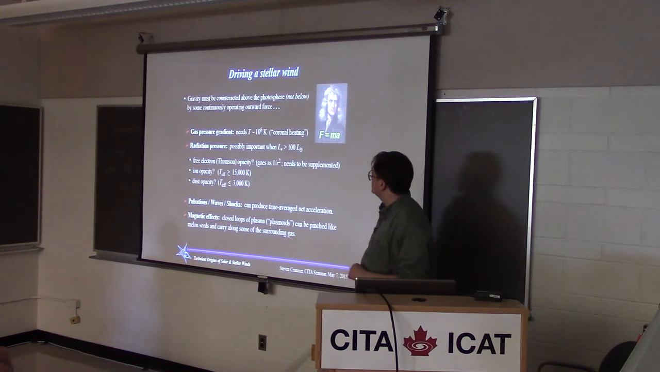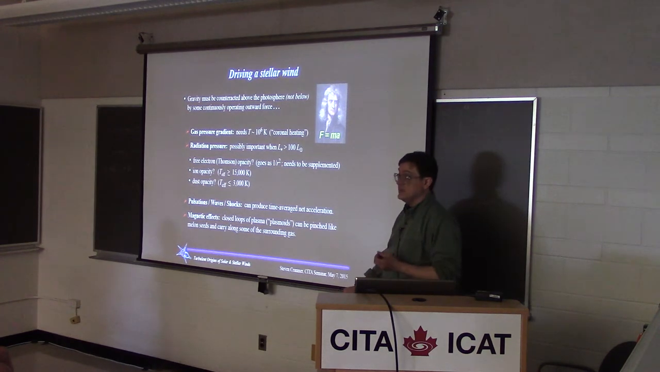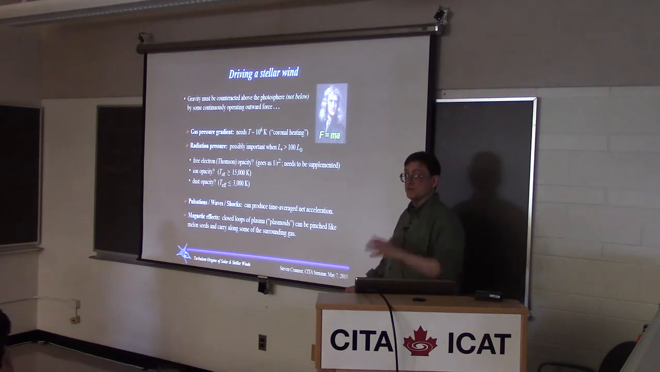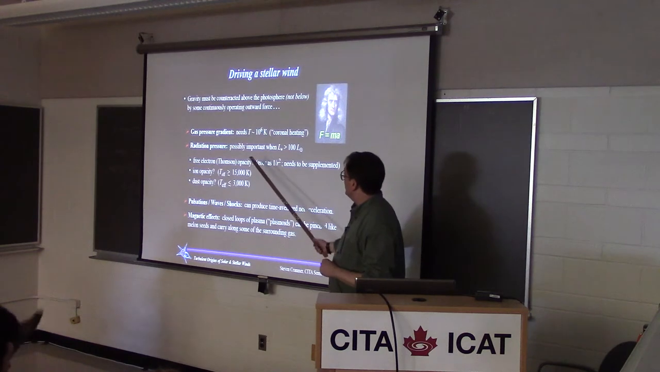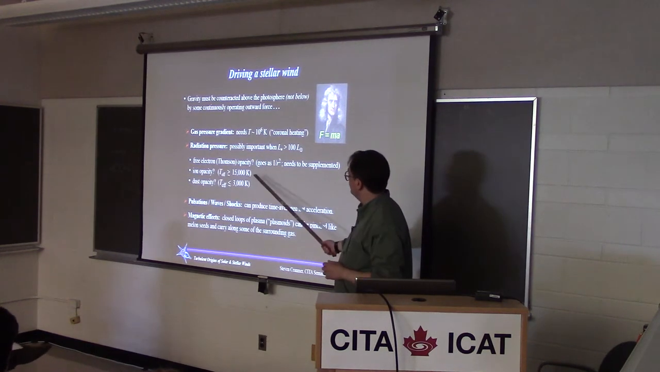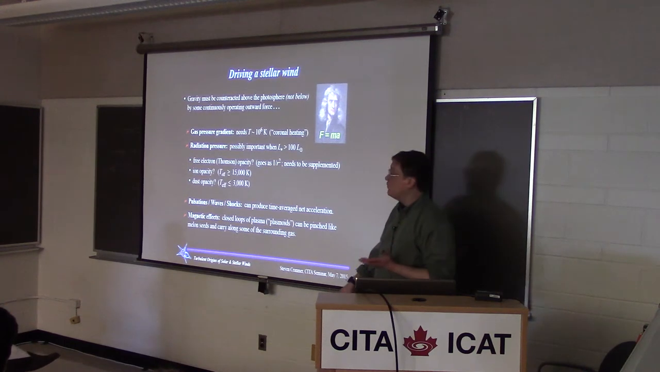Stars with luminosities greater than about 100 solar luminosities can have this radiation force, a radiative pressure gradient associated with it. Photons carry momentum, and if there's an appreciable opacity where the photons interact with matter in the atmosphere, they can transfer some of that momentum to the gas and accelerate the material. Of course, then you have to start thinking about radiative transfer and what are the different sources of opacity.